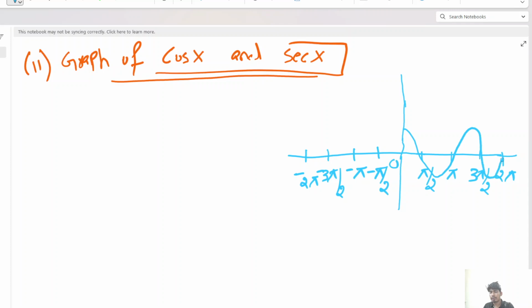Okay, again here, one minute students, this is the wrong way of drawing the graph. What is the value of cos? Here cos 0 is 1, here 1, here 0, here also cos pi is minus 1, this is 0, and cos 2 pi is 1.